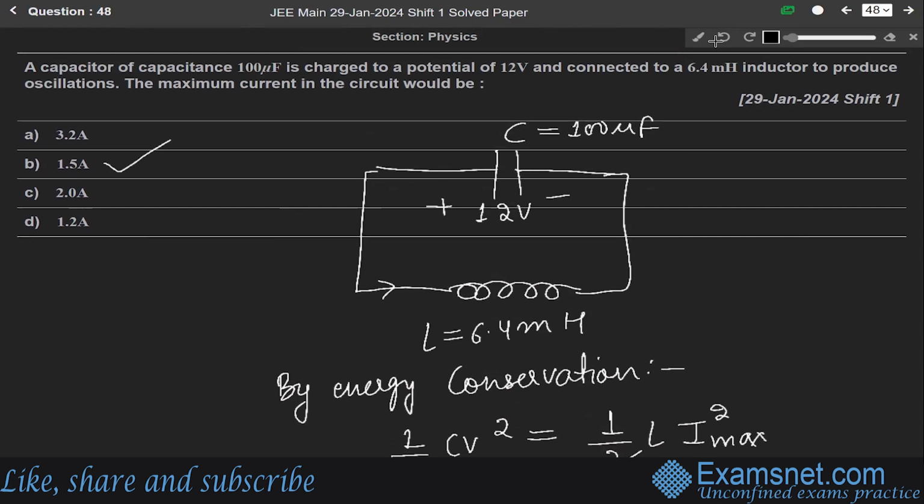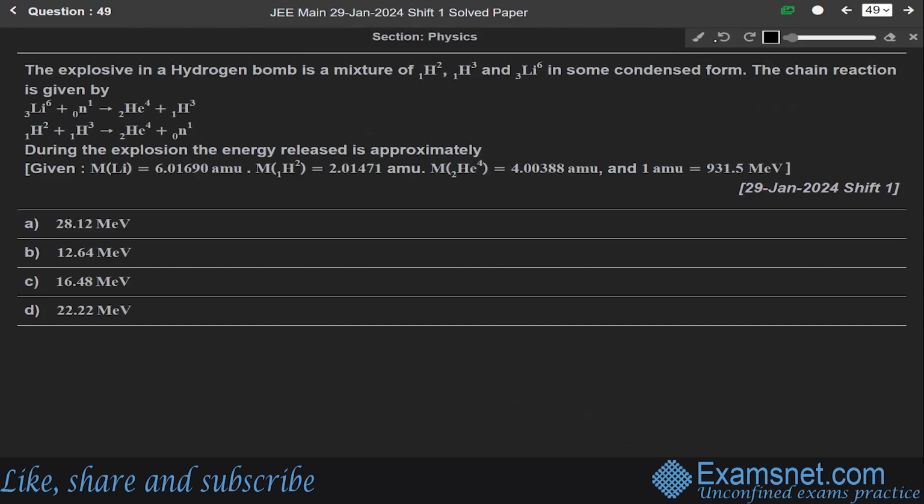Now, moving towards the next question, question number 49. This question says that the explosive in a hydrogen bomb is a mixture of 1H2, 1H3 and 3Li6 in some condensed form. The chain reaction is given by these. During the explosion, the energy released is, we have to find the energy released. This question is from modern physics. We have to find the amount of energy released. By using these two equations, we can write the final equation as what?